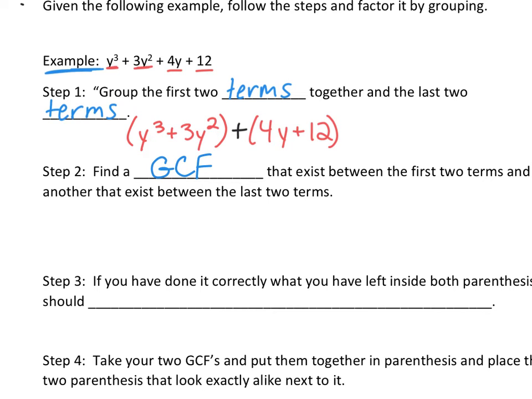Okay? So if I look, we'll start off with our first set of parentheses here. Y to the third and 3y squared. We'll start with the coefficients. What do 1 and 3 both have in common? Just 1, okay? And what about y to the third and y squared?